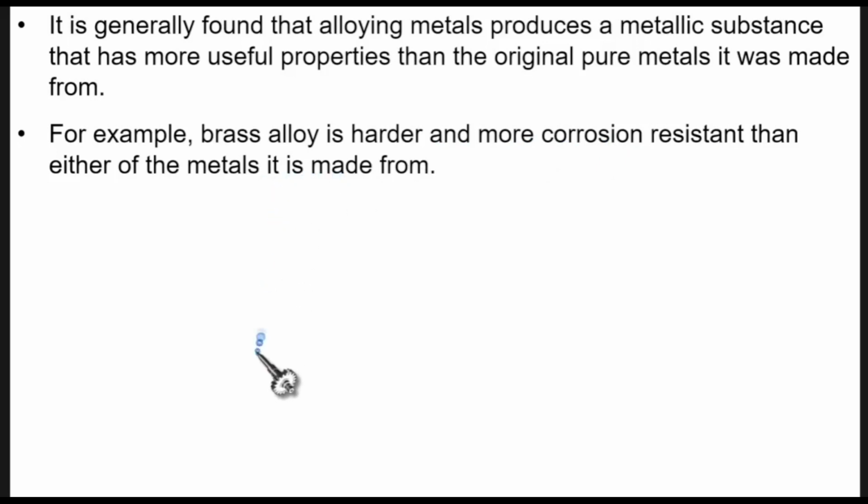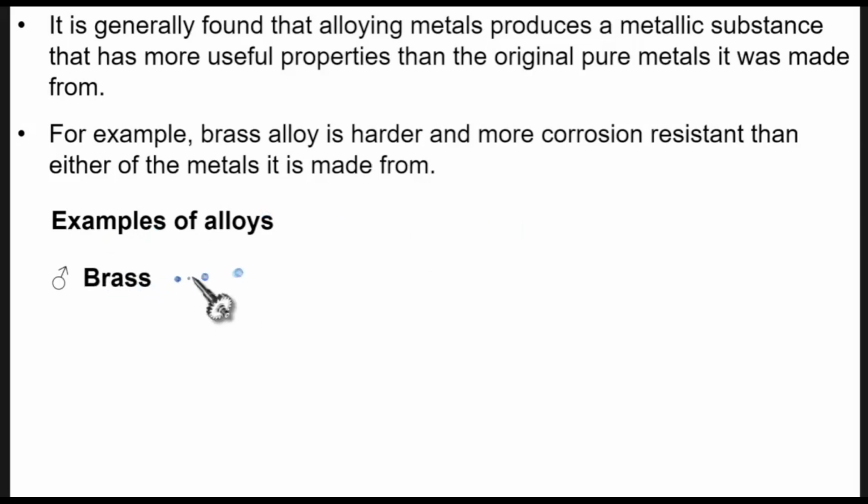All right, now let's look at examples of alloys. So we already know this one. We have brass as an alloy. Brass is actually an alloy of copper and zinc.